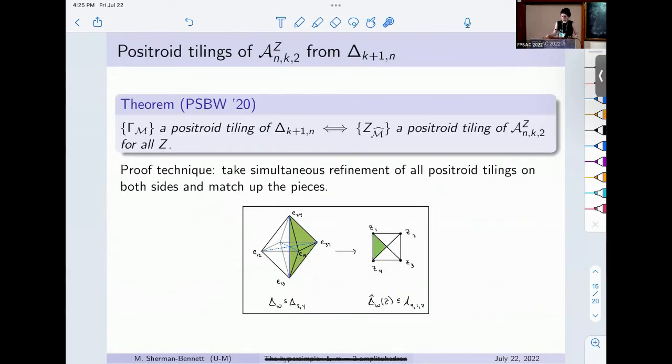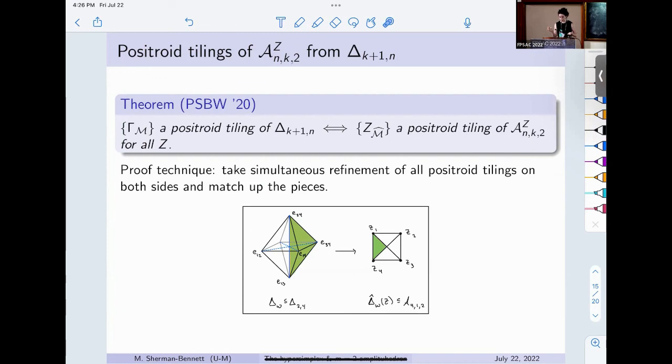All I can say about the proof is that we do this by taking the simultaneous refinement of all positroid tilings on both sides. That slices both of the objects into smaller pieces, and then we match up the pieces. And the point is that this is a good decomposition. If on one side a small piece sits inside of a tile, then on the other side, the T-dual small piece will sit inside of the T-dual tile. So it just gives us a way to connect the tilings on the two sides. I don't have time to say anything about it, but this is actually where we see the dependence on the Z matrix, some of the subtleties of this argument.